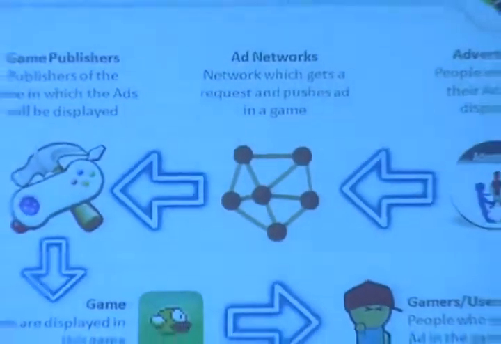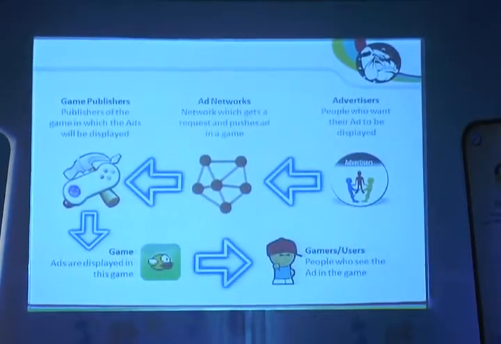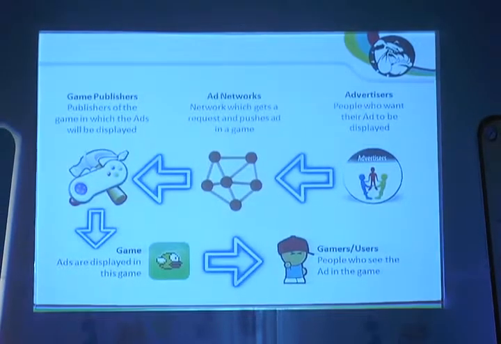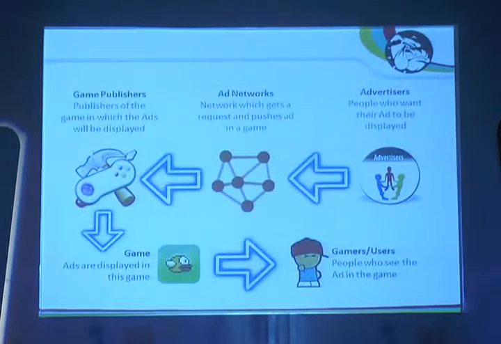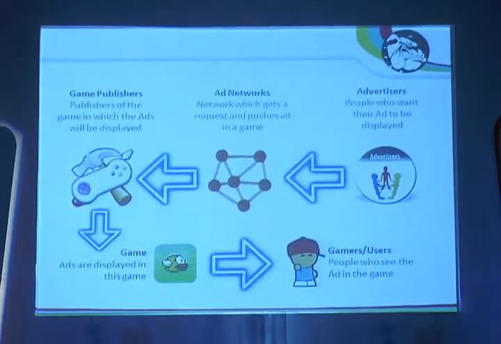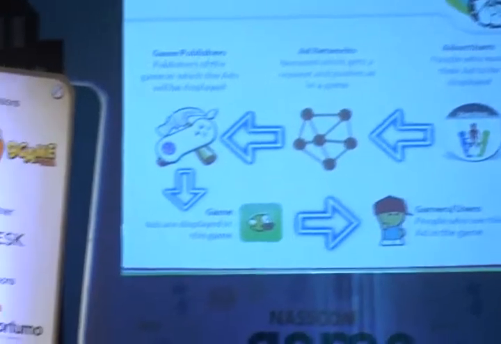In the middle is an ad network. The objective of the ad network is that they take ads from advertisers and show the ads to the users through the game by analyzing the kind of user. On the left-hand side are the game publishers. These are the publishers of the game in which the ads will be displayed. Let's say in this example, the publisher is a publisher of Flappy Bird, and the game is Flappy Bird, where the ad will be displayed. And on the far end is a gamer who can actually see your ad.